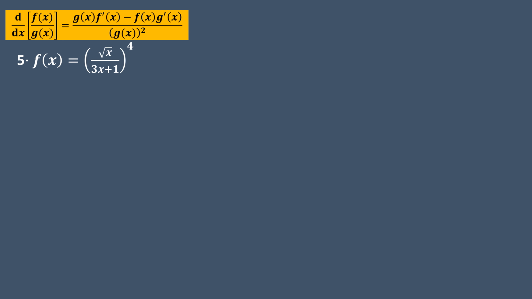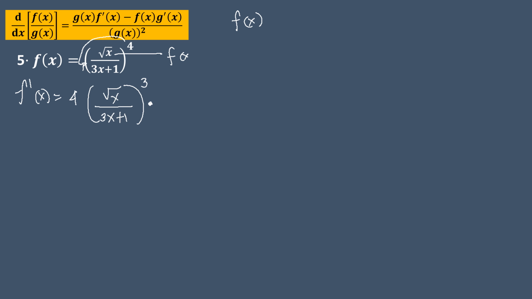Let us proceed to example number 5. We are still to get the derivative of the outer function, which is the 4 that will be written in here. So 4 times the square root of x over 3x plus 1, to the power of 3 already, and then times the derivative of our inner function. So our inner function will be f of x, this, and this is our g of x.